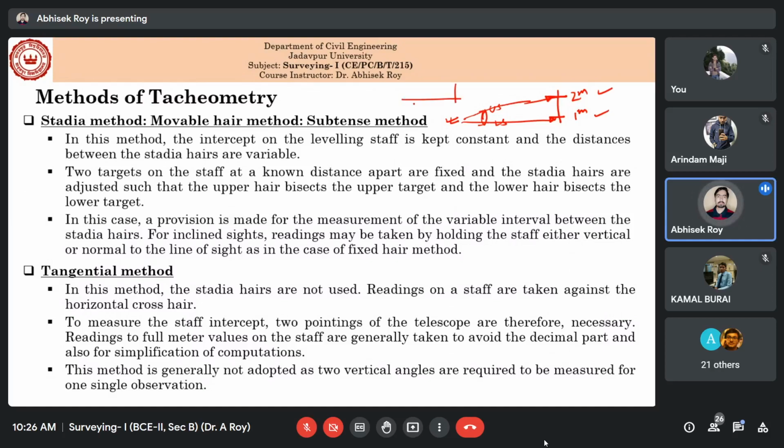So by applying trigonometry, then you can calculate, because suppose this is your one triangle, this is your another triangle. So obviously you know this reading, you know this reading, and you know this reading also.